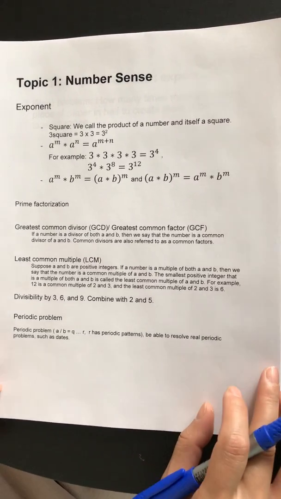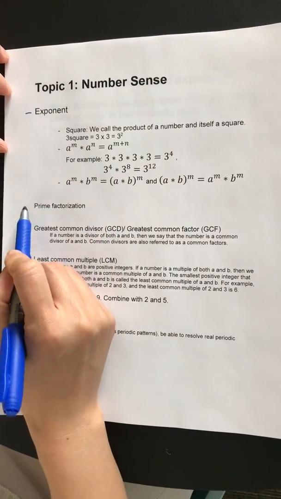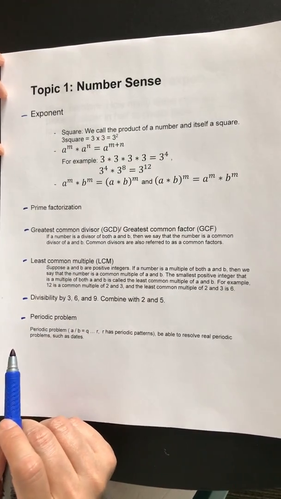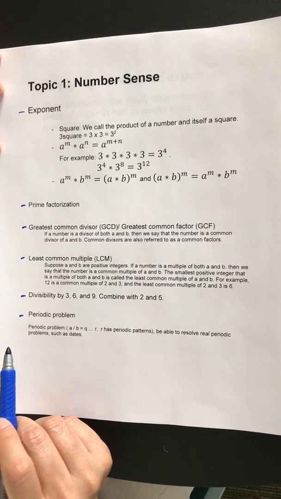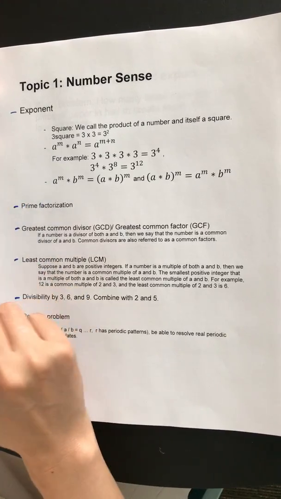Topic 1, number sense. In topic 1, we have 6 small topics. We'll go through them one by one. The first one is called exponent. For exponent, we want to emphasize these 3 points.